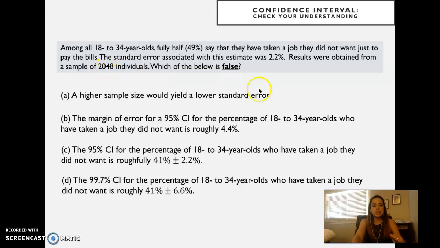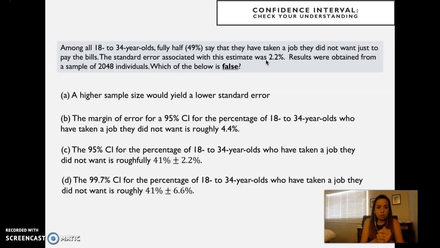Which of the statements below are false? Or which is false? A: A higher sample size would yield a lower standard error. If you thought true, you're right, because the standard error is equal to the standard deviation of the sample divided by the square root of sample size. So if we have a larger sample size in the denominator, the number that will come out will be smaller.